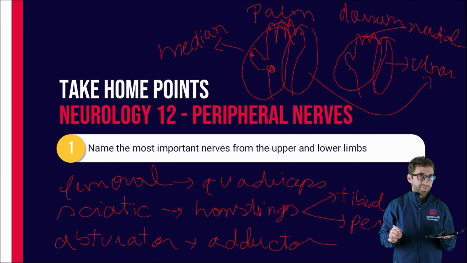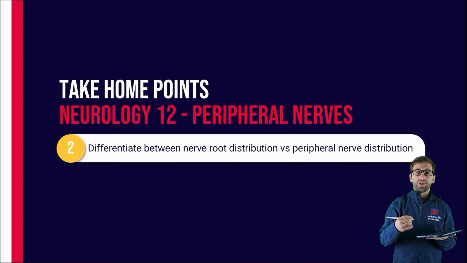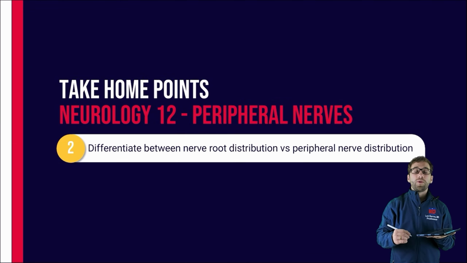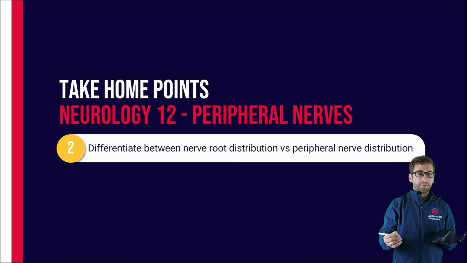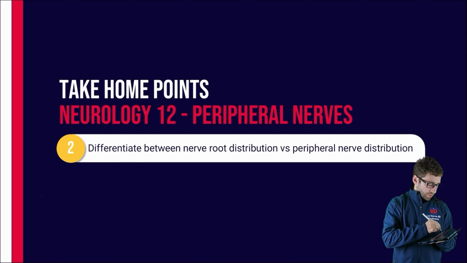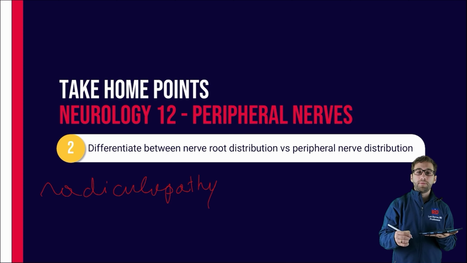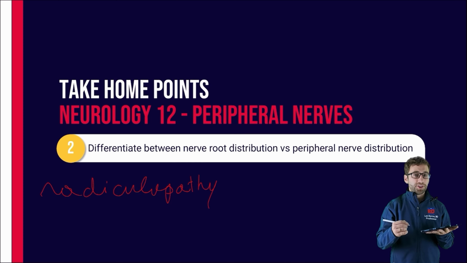Okay, let's move forward. We'll differentiate between nerve root distribution and peripheral nerve distribution. Nerve root distribution, or radiculopathy, refers to symptoms that follow a dermatomal or myotomal pattern, indicating compression or irritation of a spinal nerve root. For example, a C6 radiculopathy might cause pain and sensory loss in the thumb and weakness in wrist extension.